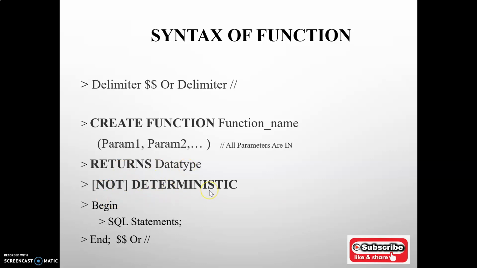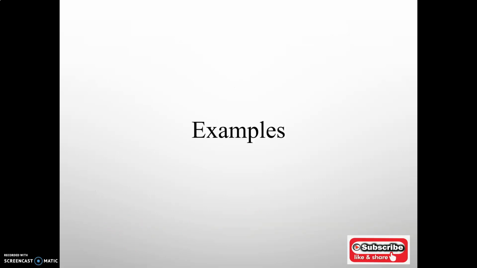Then DETERMINISTIC, what does it mean? Deterministic functions always return the same result when they are called. So it gives the same value, the same result, whenever we call that function. Then BEGIN and then END. In between BEGIN and END, we will be writing all SQL statements. And then the end of the delimiter. This is the syntax of creation of the function.